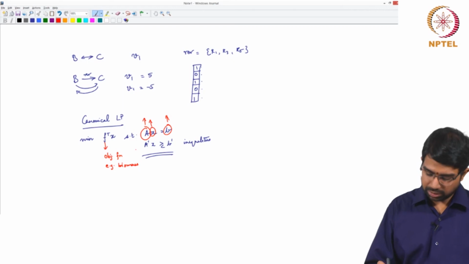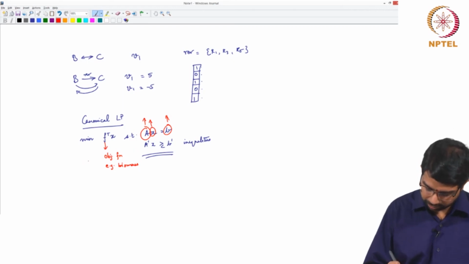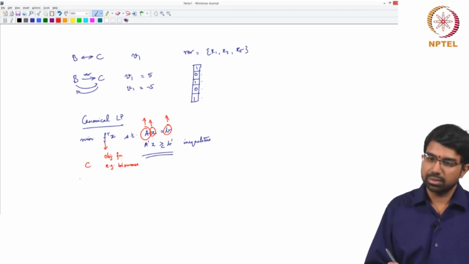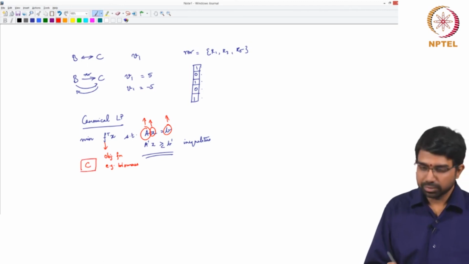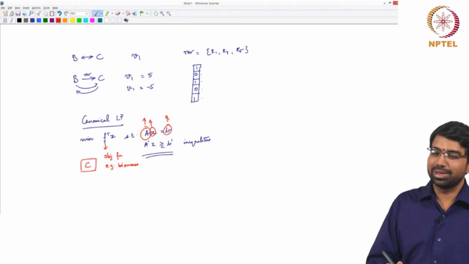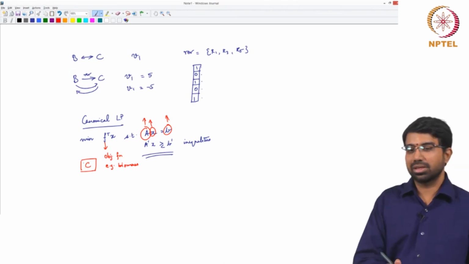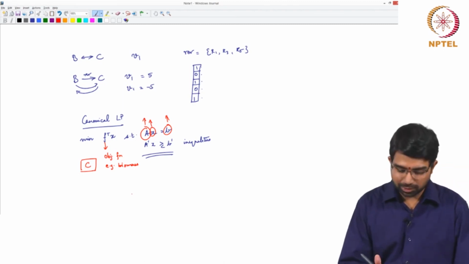Your objective function, like biomass, which is basically your C. This is the name we gave, and it is useful to know these variable names as well, because these are the same things that are used in the MATLAB toolbox for solving flux balance analysis problems.